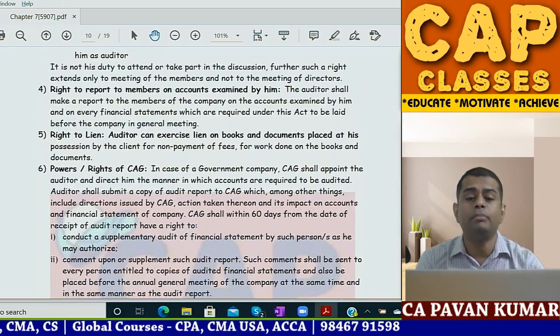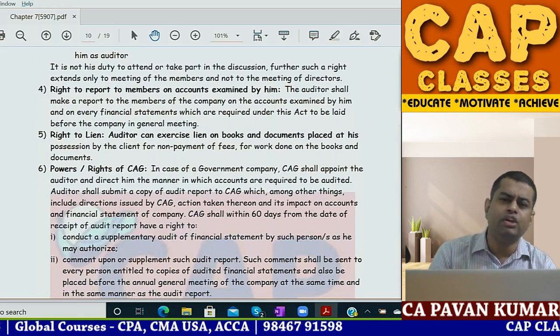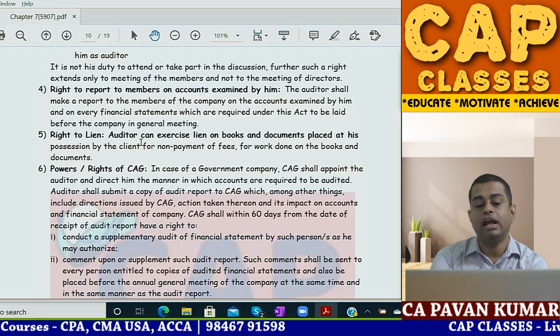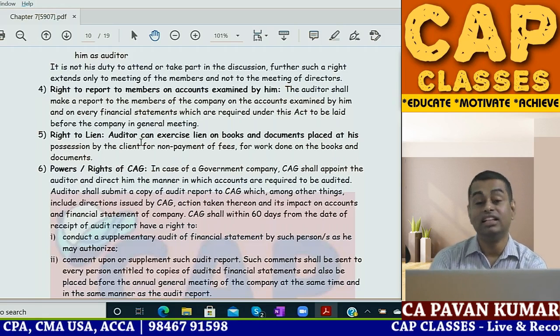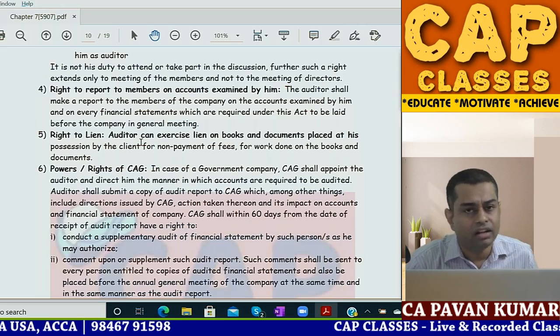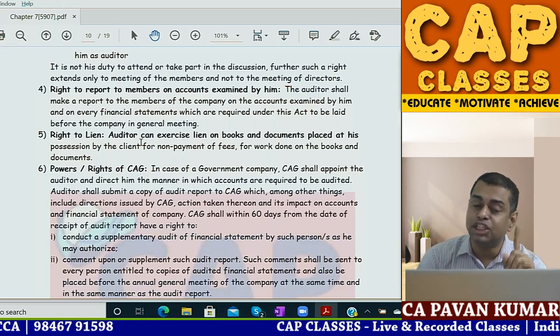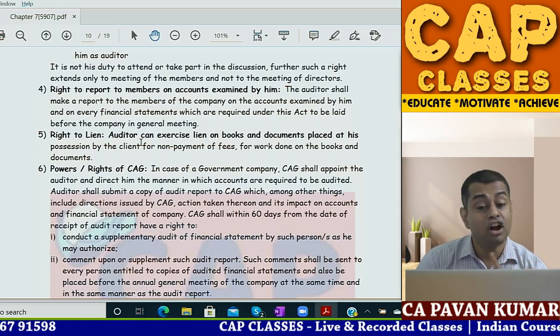Right to report to the members. So giving audit report is your right, and your duty. Then right of lien. Oh my God. Right of lien. This is interesting. Actually speaking, this is a bakwas right, okay? Point number 1, it is not a statutory right. All the others are statutory rights. Auditor's lien is not a statutory right.